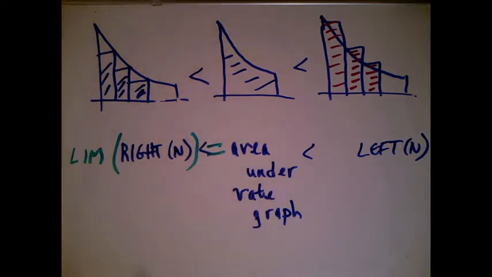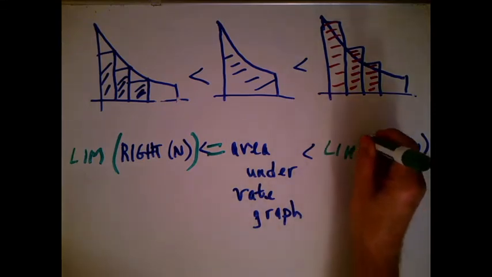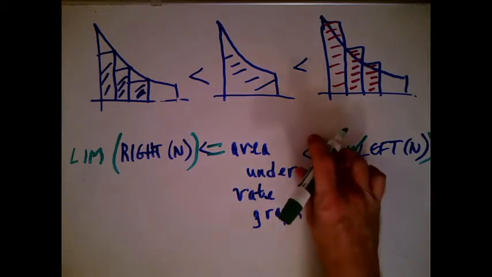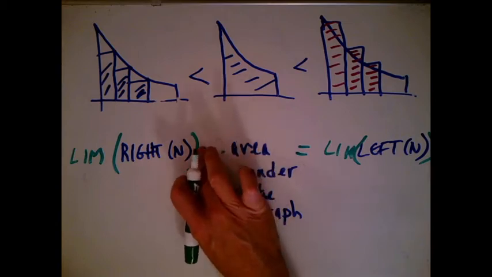It's very cool. Same thing over here. If I take the limit of all of our estimates of the area under the rate graph, I'm asking what do the estimates get close to? What they're getting close to is the exact area under the rate graph. That's exactly what we mean when we say the limit equals the area under the rate graph.